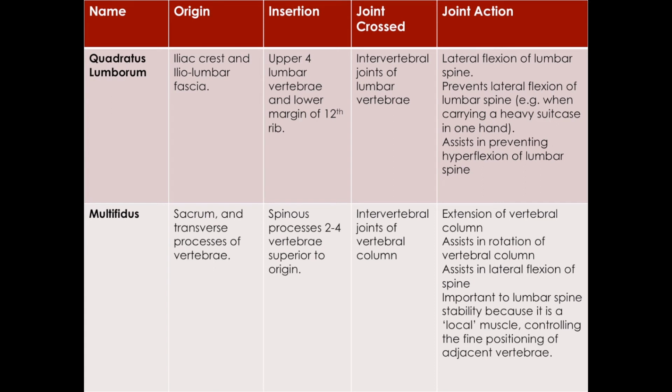The multifidus muscle originates on our sacrum and transverse processes of our vertebrae, and it inserts on the spinous processes of the vertebrae superior to the origin. The joints crossed are intervertebral joints, and the joint actions are extension of the vertebrae, and it also assists in rotation of the vertebral column and lateral flexion of our spine. The multifidus is a local or deep muscle that stabilizes our lumbar spine.